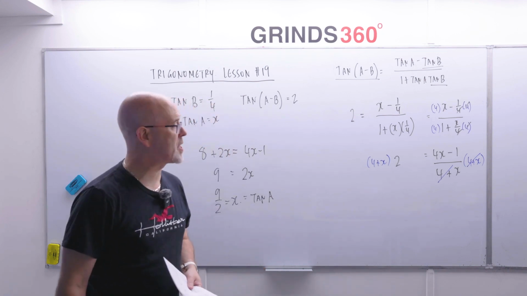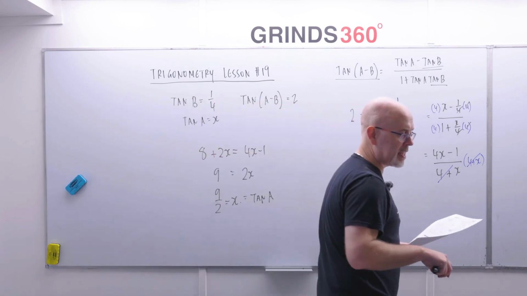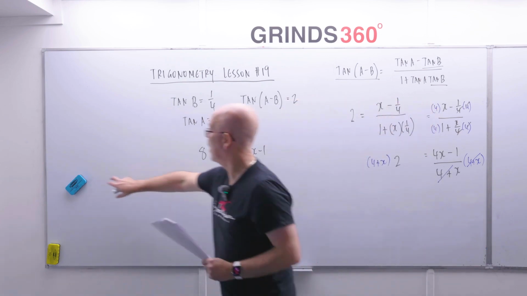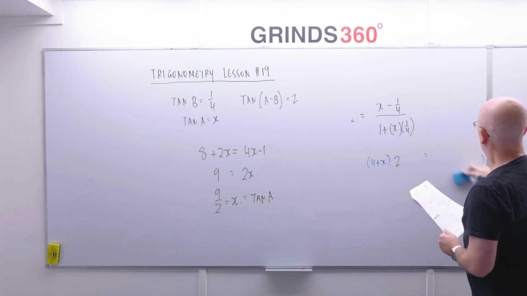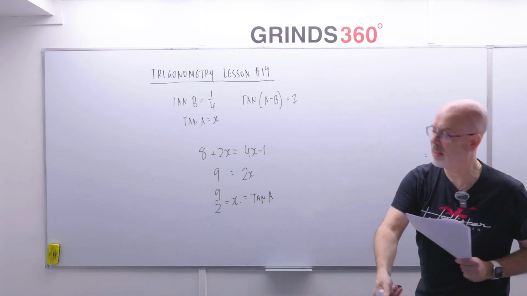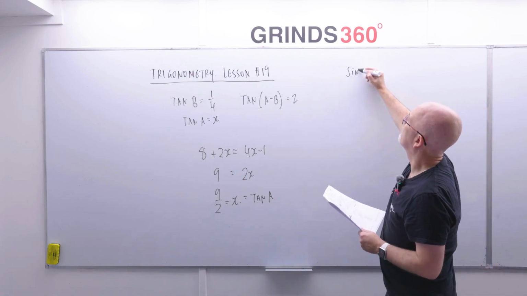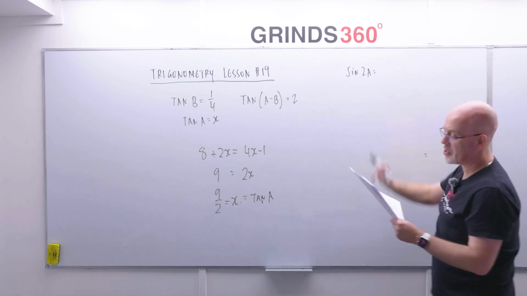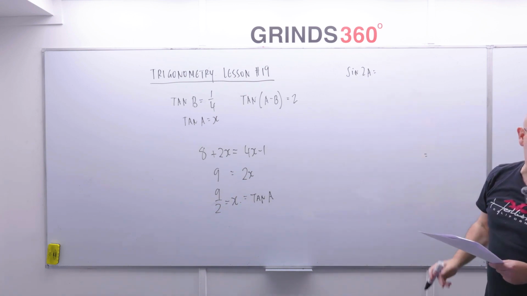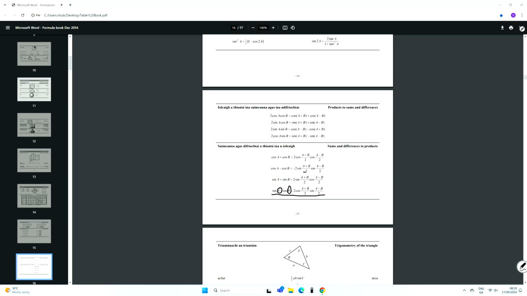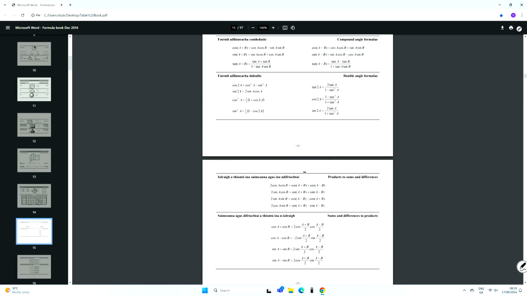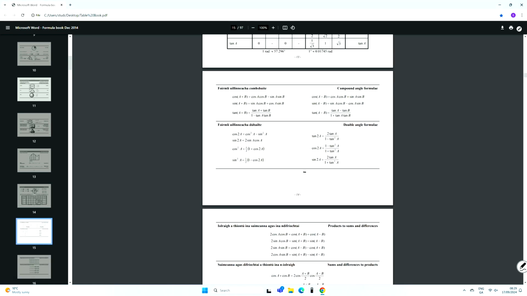Now, to find sine 2A, I'll go to my formula book at the bottom of page 14 and find a formula for sine 2A. There's a formula there that tells you what sine 2A is equal to. There's a couple of formulas I can use to do this one, so look at page 14 of your formula booklet.